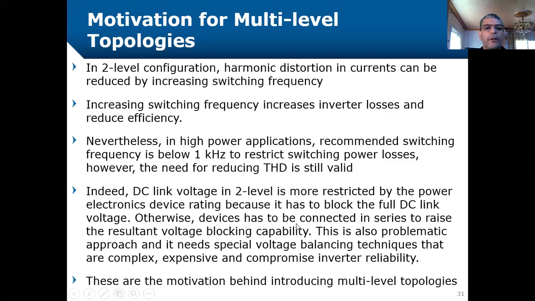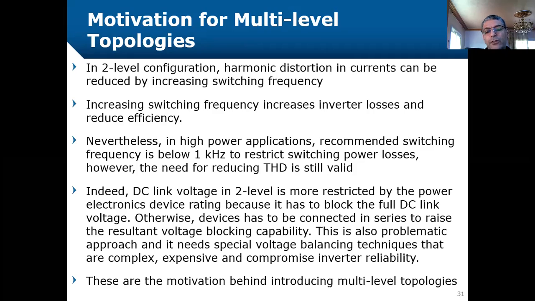Hello, everybody. We come back to the tutorial. There's some motivation for more multi-level topologies. For example, in 2-level configuration, harmonic distortion in currents can be reduced by increasing switching frequency, but increasing switching frequency increases inverter losses and reduces efficiency. Nevertheless, in high power applications, recommended switching frequency is almost below 1 kHz to restrict switching power losses. However, the need for reducing total harmonic distortion is still valid.